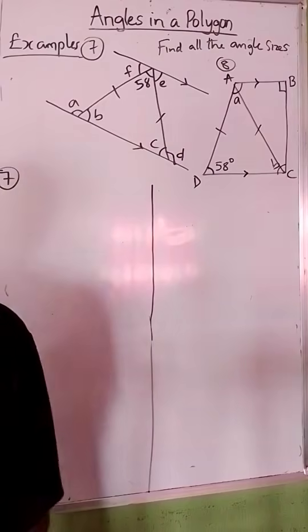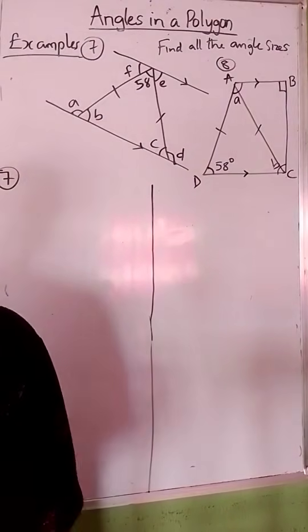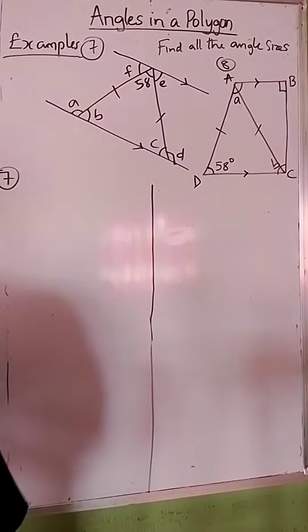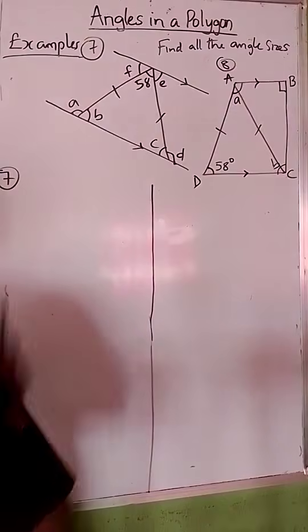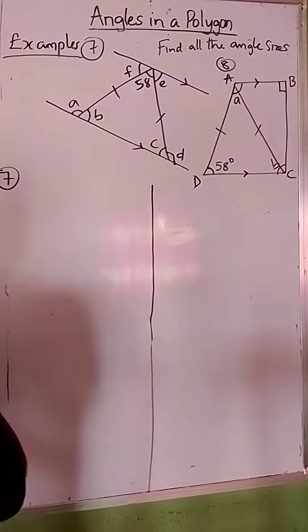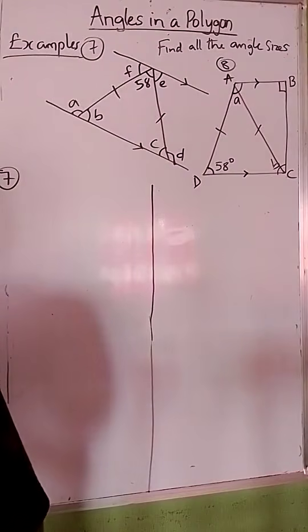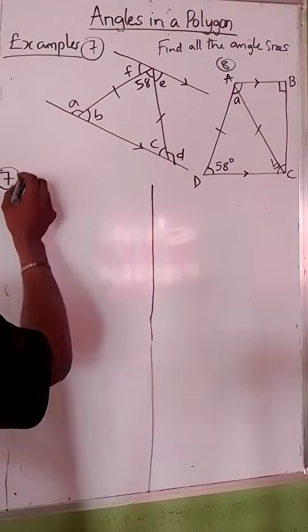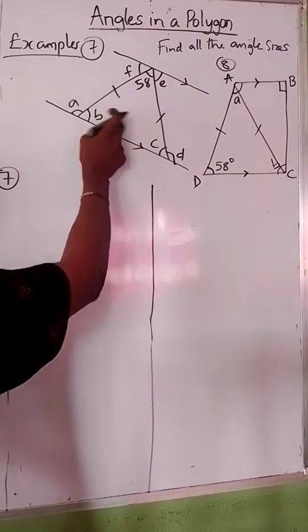All right, so from this diagram, we can also see another thing. We can see a triangle. And the triangle is what type of triangle? Isosceles triangle. And you know that base angles of isosceles triangles are equal. So the first thing is for us to get B and C.